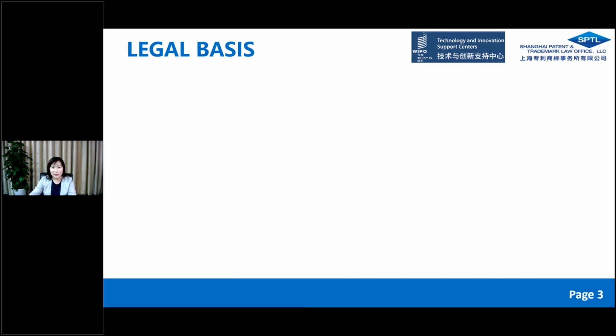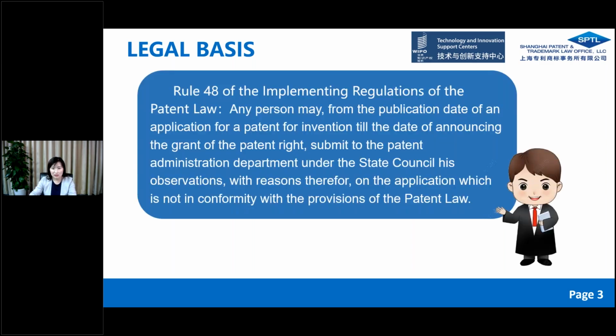First, let's see the legal basis for the public observation. Rule 48 of the Implementing Rules of the Chinese Patent Law stipulates the provision of public observation, that is, from the publication date of the invention patent application to the date of the announcement of the grant of patent right, anyone can submit an observation to the CNIPA and explain the reasons why the patent application does not comply with the provisions of the patent law.